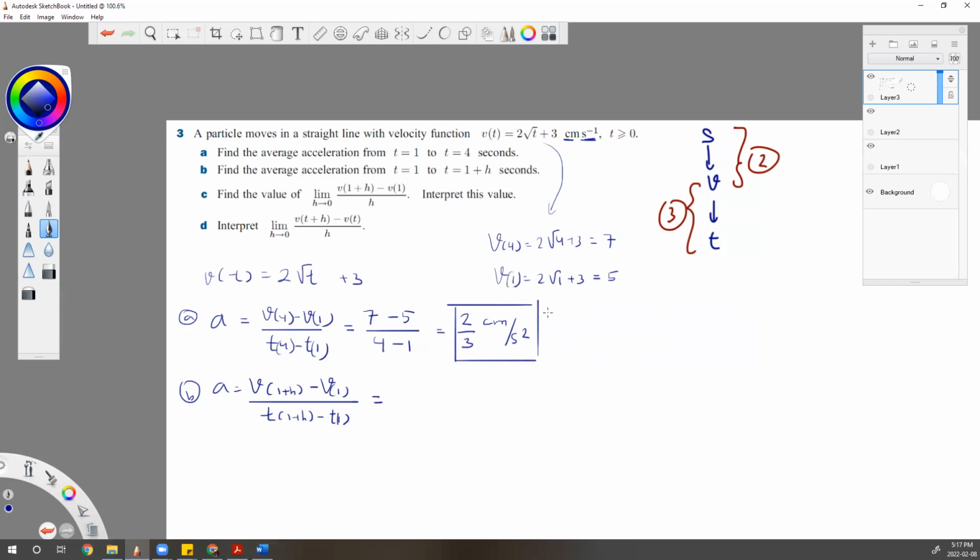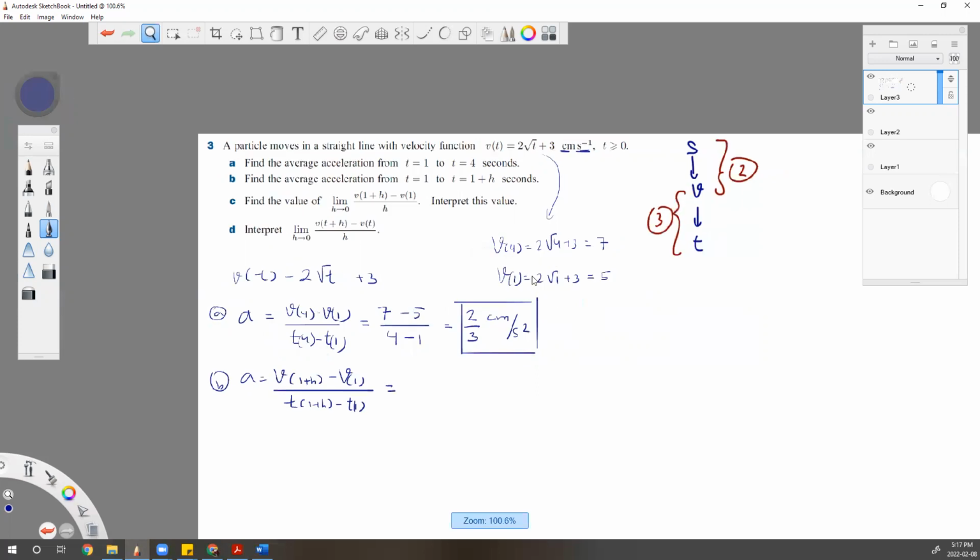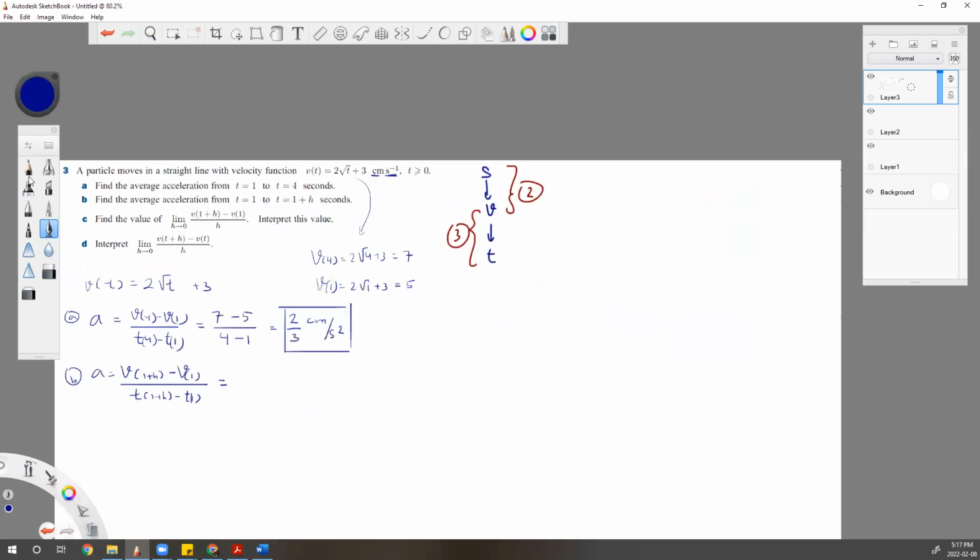How did you get the equation of V4 minus V1 over t4 minus t1? Okay, from the physics rule. Do you remember? A equals, or V equals U plus AT. Remember this? Or do you use V(t) equals V0 plus A times T?